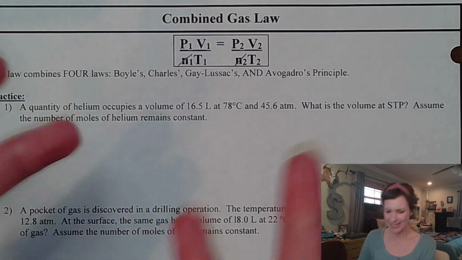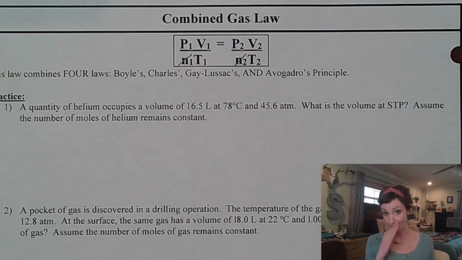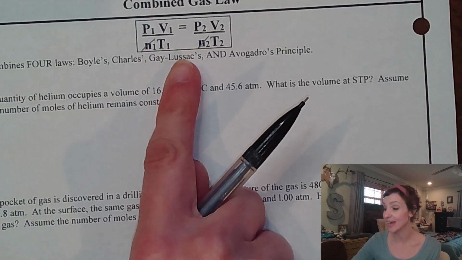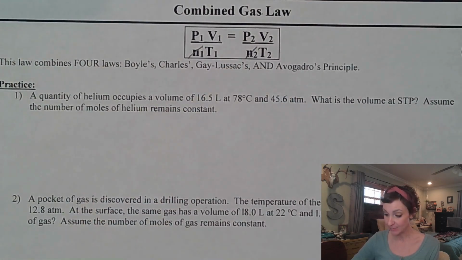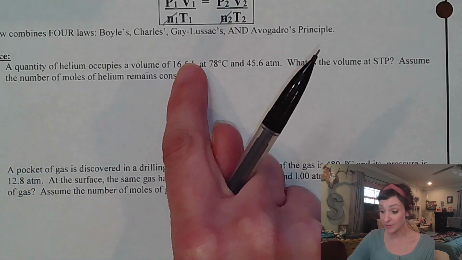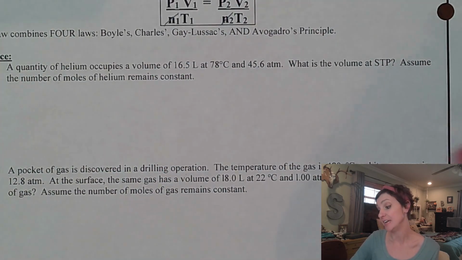Now, of course, if I give you information letting you know the moles are changing, you can use n. But typically, this is the iteration of the combined gas law that we tend to see. So the first one, let's see. It says a quantity of helium occupies a volume of 16.5 liters at 78 degrees Celsius.